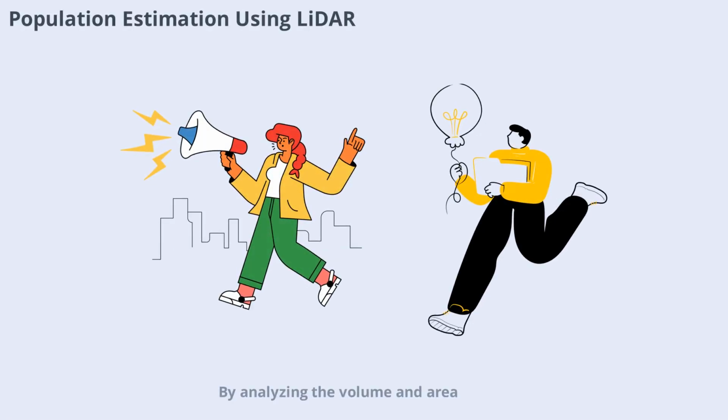By analyzing the volume and area of residential buildings extracted from LiDAR data, researchers can estimate population densities in urban areas. This method provides more accurate and up-to-date information than traditional census techniques, supporting urban planning and resource allocation.